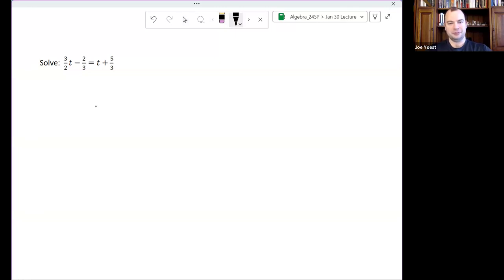I see that I have two fractions that have a 3 in the denominator, but I have one fraction that has a 2 in the denominator. If I chose to just multiply through by 3, that would get rid of the fractions here, but not here. If I chose to multiply through by 2, that would get rid of this fraction, but not these. So I need, in some sense, to multiply through by like 3 and 2.